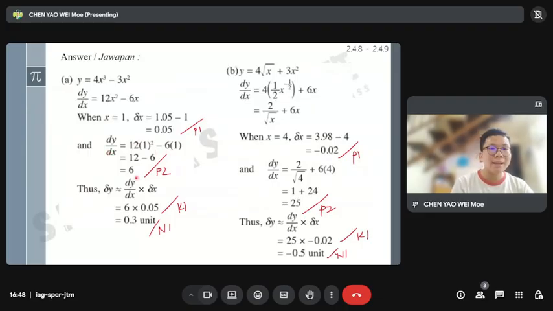What the question asks is to find delta y. Delta y is approximately dy over dx times delta x. Do the same thing until the answer is this one. Getting the units right also, no problem. Actually, it's acceptable. It's quite easy. But for this one, how do you do it?